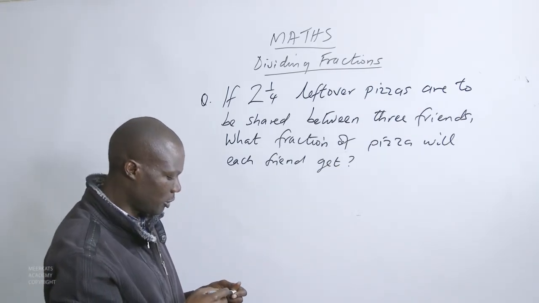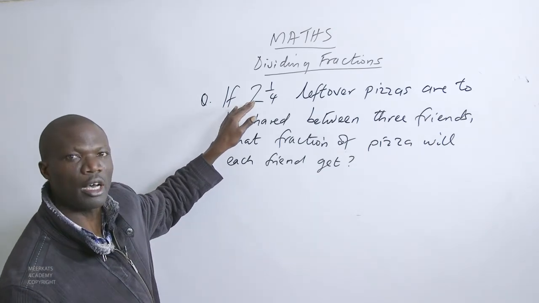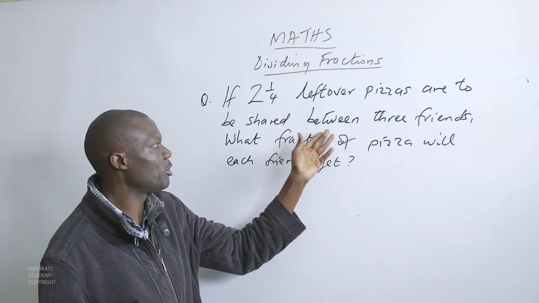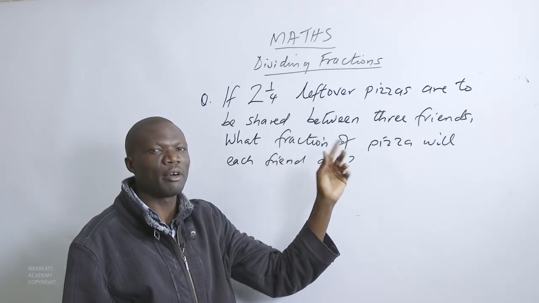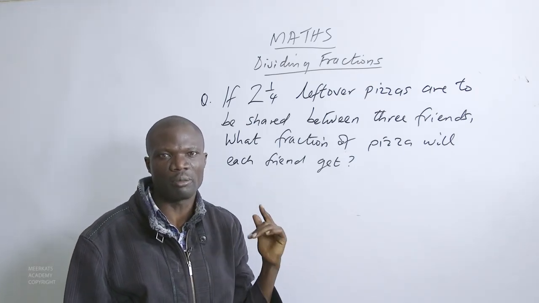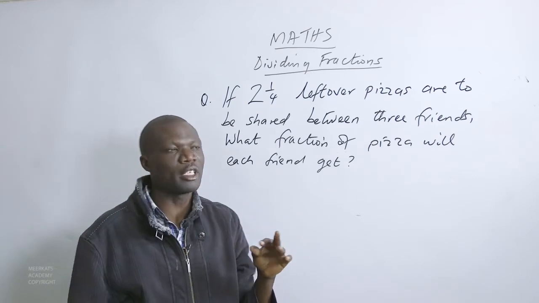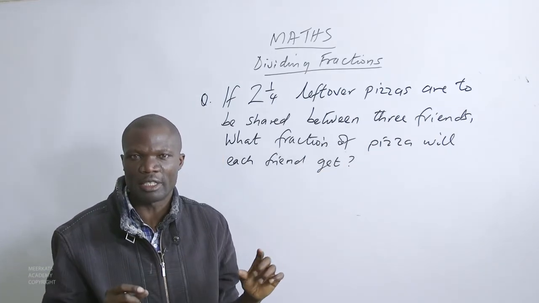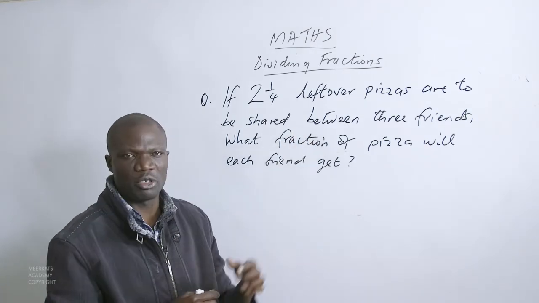Now, looking at this question, if 2 1/4 leftover pizzas are to be shared between 3 friends, what fraction of pizza will each friend get? Now, you notice that this is a statement, a whole sentence, but they're asking us to simply calculate the fraction each one is going to get.